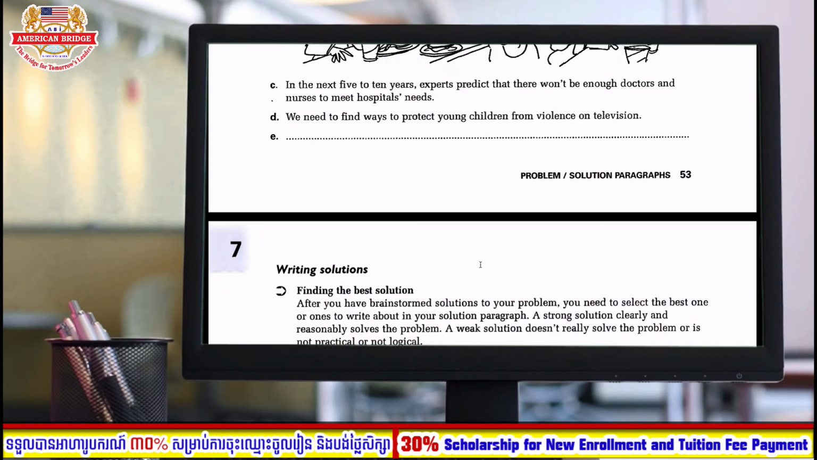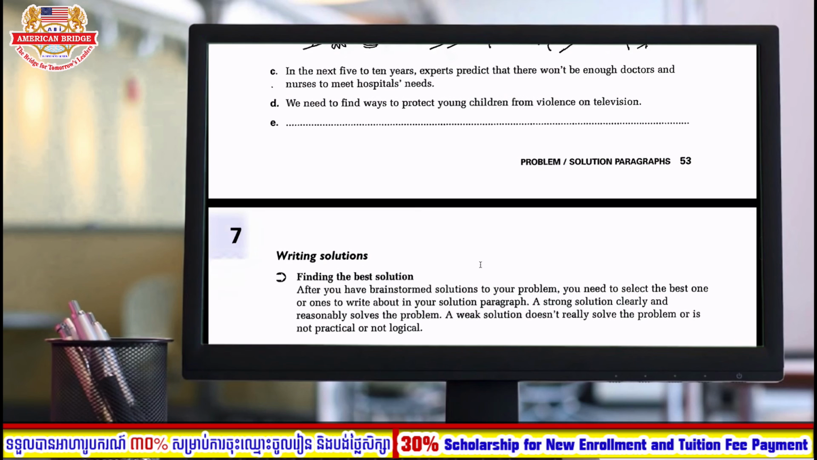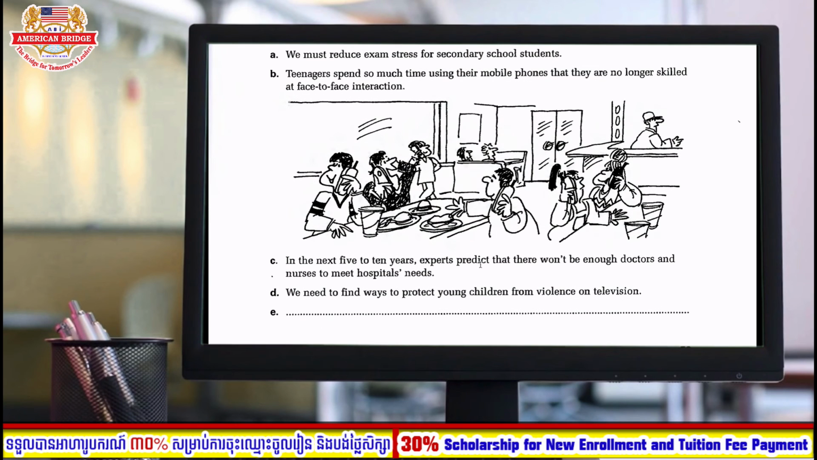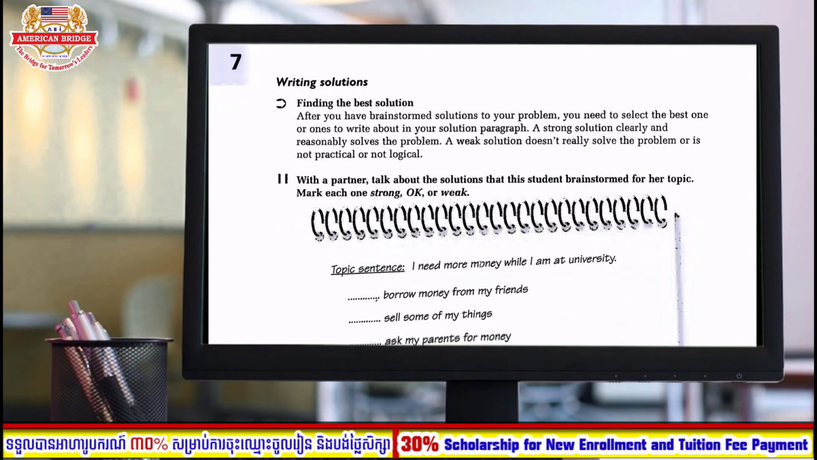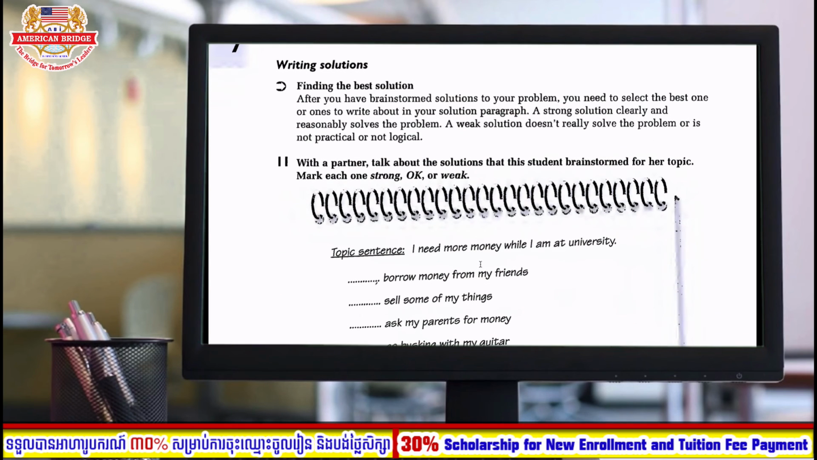Okay, so to write the paragraph about those problems, you need to start with the problem in the first paragraph and introduce your solution in the second paragraph with the linking phrases. When we talk about a problem, there are a lot of solutions, but not all those solutions apply to the specific problem. Not all. So we need to choose smartly the best solution.